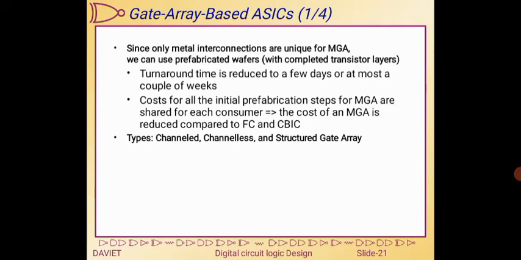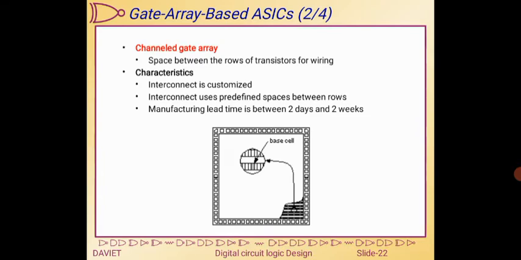We already discussed that. So channeled, channelless, structured array: these are the different types of gate array based ASIC. First one, channeled gate array. There is a space between the rows. You already discussed this topic.